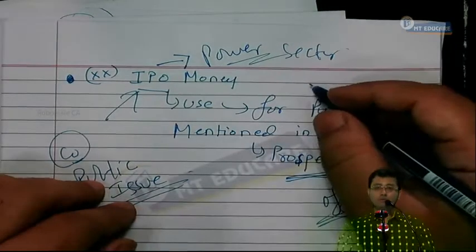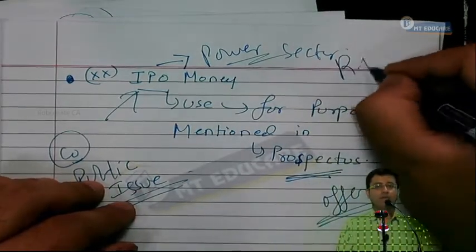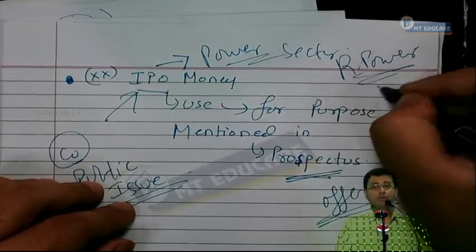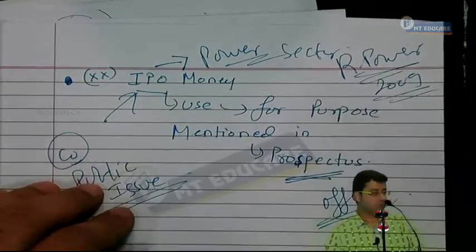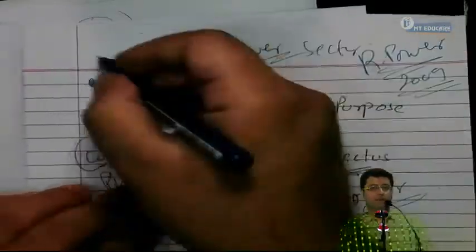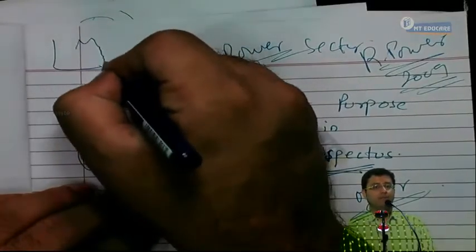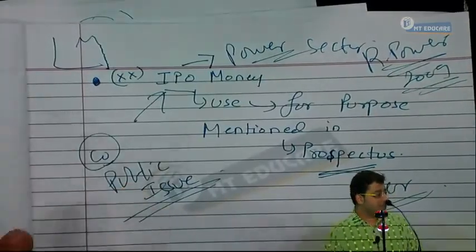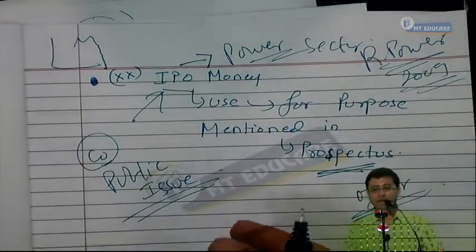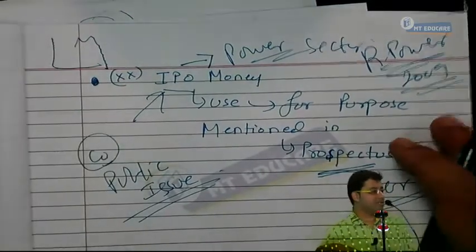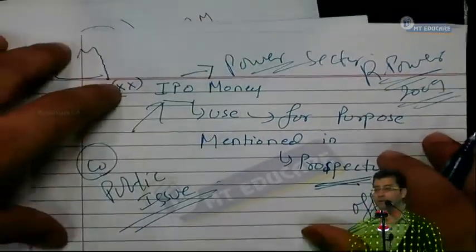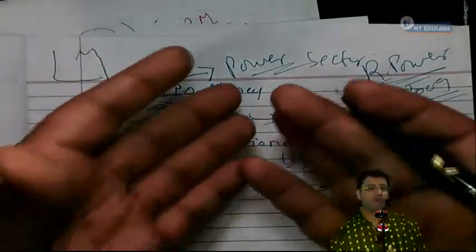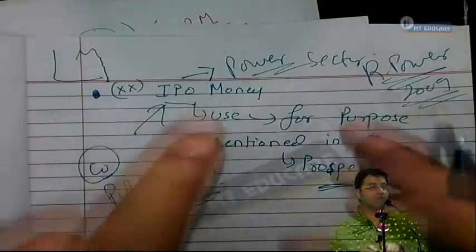But then, Reliance Power came out with a power sector IPO in 2009. And after this IPO, the share market literally collapsed. In fact, the purpose of bringing an IPO is to improve the market conditions, but here the market went into depression. So what was the reason? Maybe because the money was not utilized for the purpose for which it was obtained.